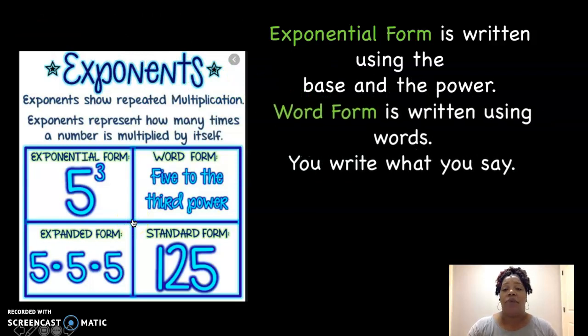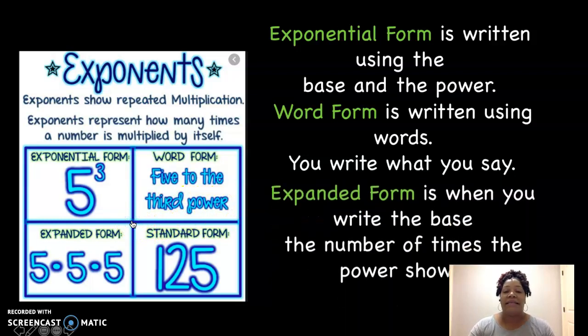Our second form is word form. Word form is written using words. You actually write what you say. So we would say this exponent by saying 5 to the third power. So when we write it in words, we write exactly what we say, 5 to the third power.